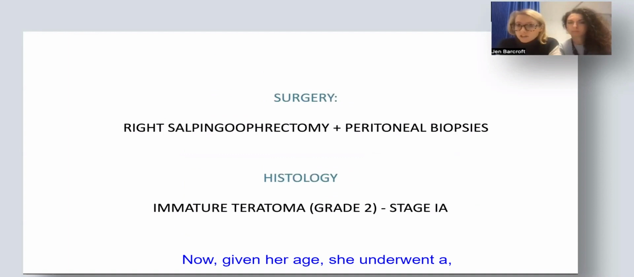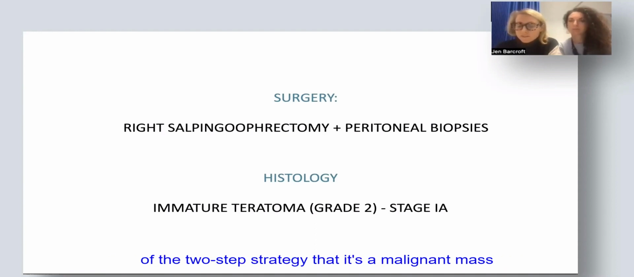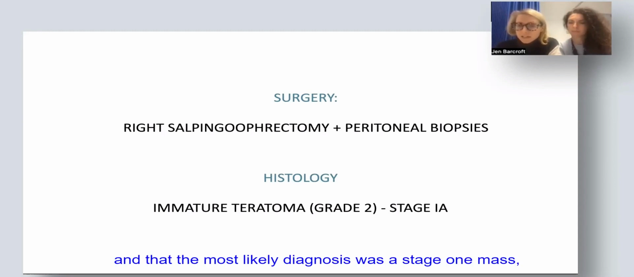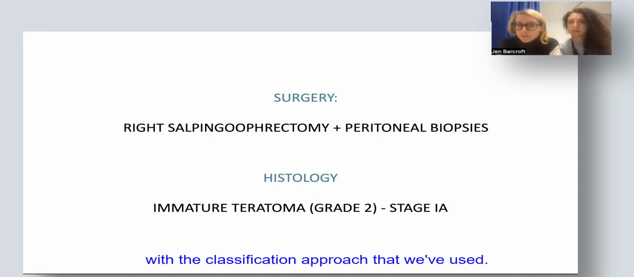Now, given her age, she underwent a fertility-sparing surgery and had a right-sided salpingoophorectomy and peritoneal biopsies. And the diagnosis was an immature teratoma, which is consistent with what we thought on the basis of the two-step strategy, that it's a malignant mass, and that the most likely diagnosis was a stage 1 mass, which is again what we've shown here. So this is very much consistent with the classification approach that we've used.